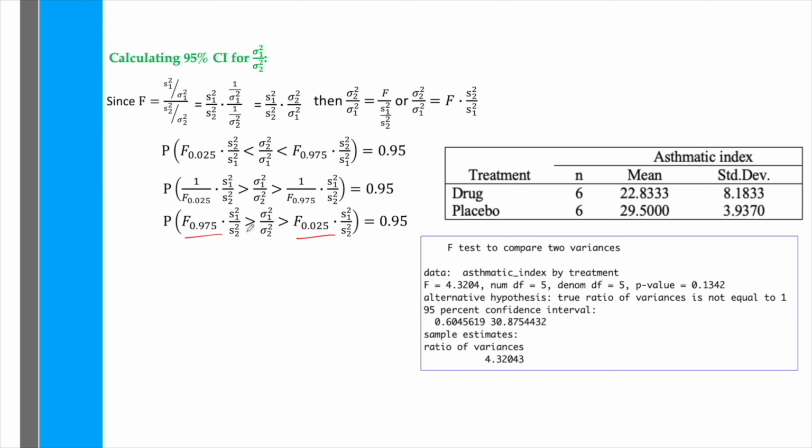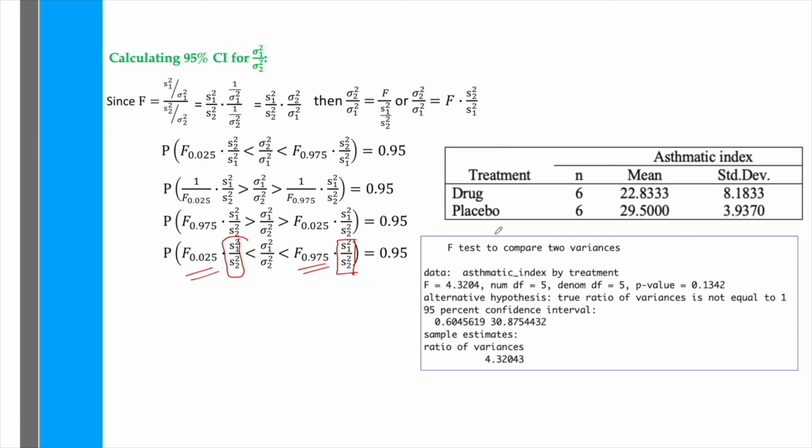And just for convenience, we may reverse these inequalities by transferring this on the left side and this one on the right side. So we're going to have f with cumulative probability of 0.025 times s1 squared over s2 squared, and f with cumulative probability of 0.975 times s1 squared over s2 squared as the confidence interval for sigma 1 squared over sigma sub 2 squared. In other words, we just have to multiply the ratio that we computed using the sample variances with these two values of f, which are just simply the critical values of the f test.